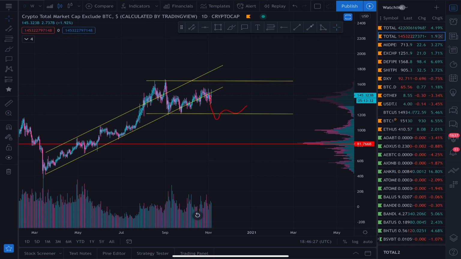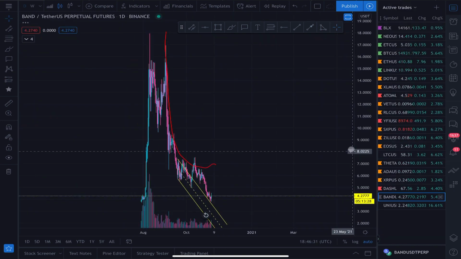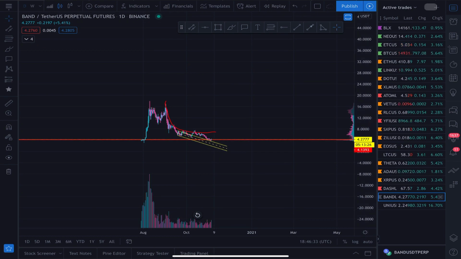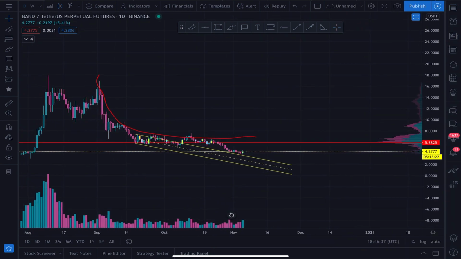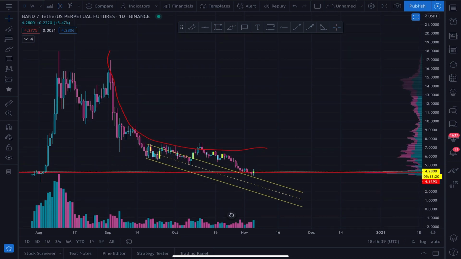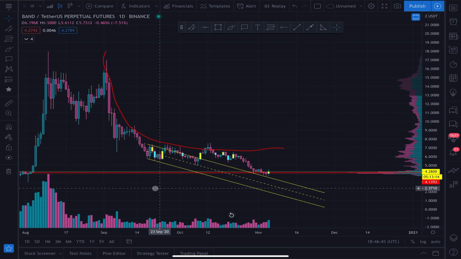Okay, so next I want to take a look at Band. Take a look at Band Protocol. So this one's a little bit interesting. I'm very apprehensive on entries in downtrends, okay? But that being said, we had this severe downtrend, seller's climax here. The volume overall is low, okay?